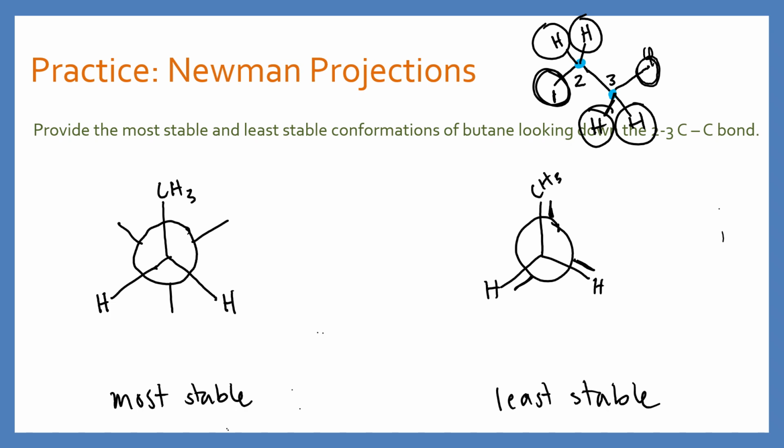So for the most stable conformation, I want to make sure that my largest items are as far apart as possible. I have a methyl group and 2 hydrogens. The methyl group is my big piece. So I don't want to put it here and I don't want to put it here because those are the closest possible positions to the other methyl group. I'm going to put it here because that gives it the most space relative to the methyl group. And this is going to be the lowest energy conformation.